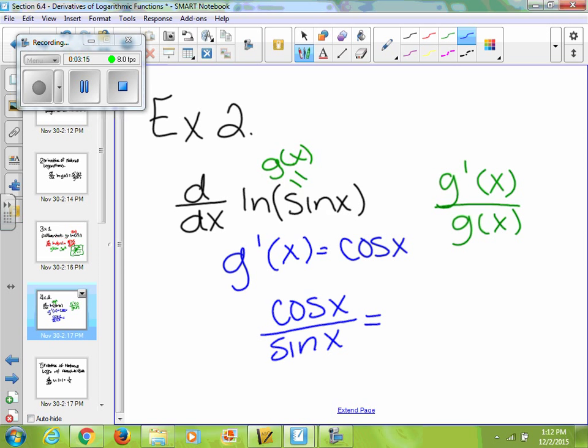And thinking way back to your trig stuff, don't freak out. Do any of you remember what trig function that simplifies to? It's close to tangent. Nope. Tangent is sine over cosine, so since this is cosine over sine, this is your cotangent function.